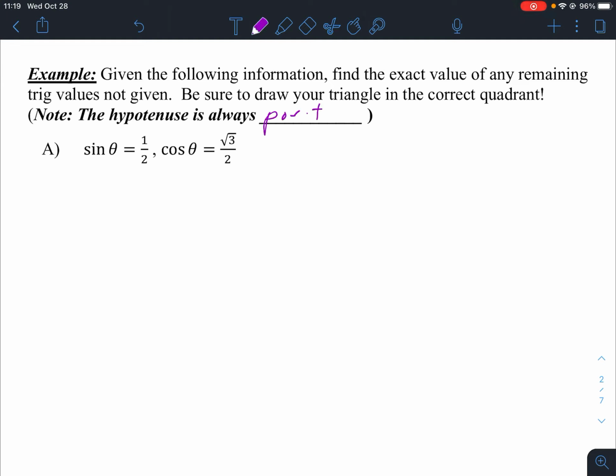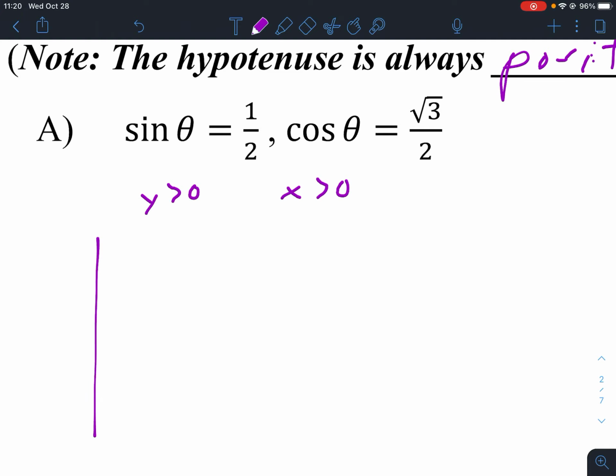All right. So first problem here. We see sine is 1/2, cosine is √3/2. Remember that the sine is the y value. So our y is positive and cosine is x value, so our x is positive. What quadrant are both x and y positive? Well, that's the first quadrant. So draw a right triangle in the first quadrant. When you draw a triangle, always draw it to connect to the x-axis, not the y-axis. And always put theta near the origin.